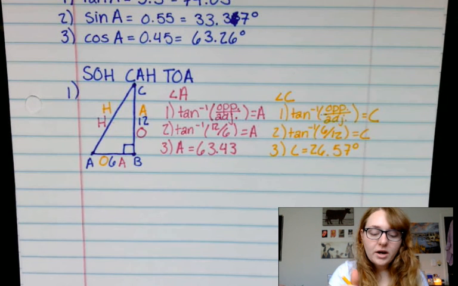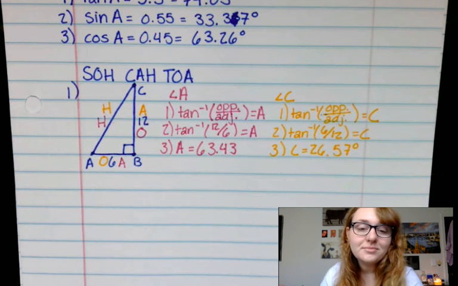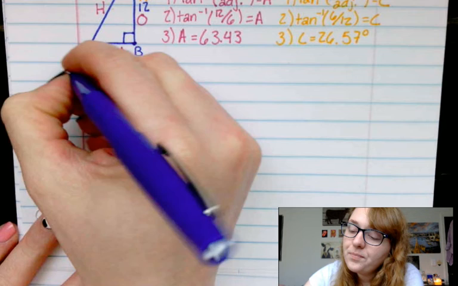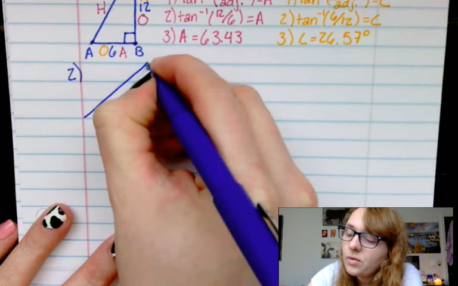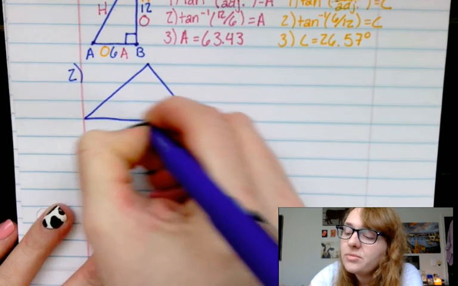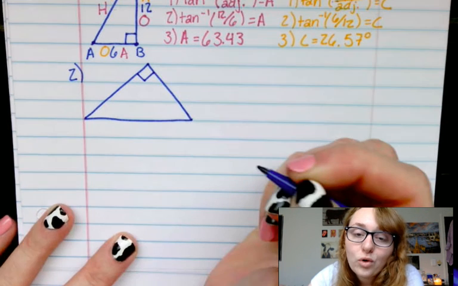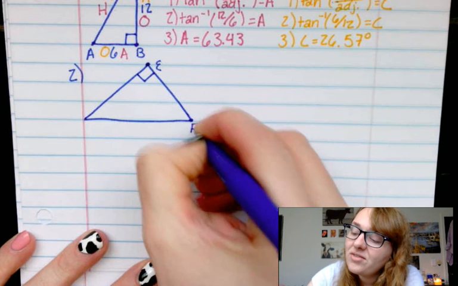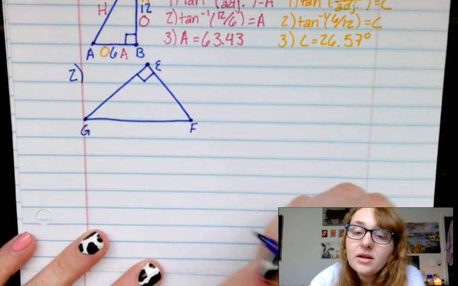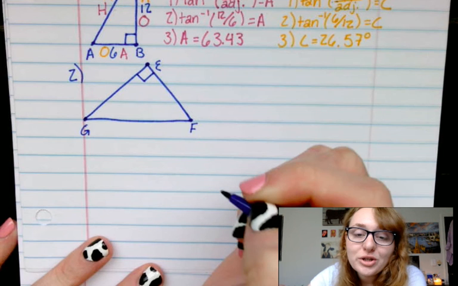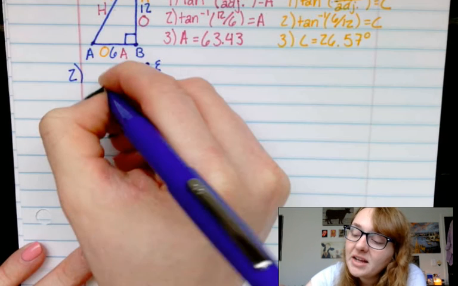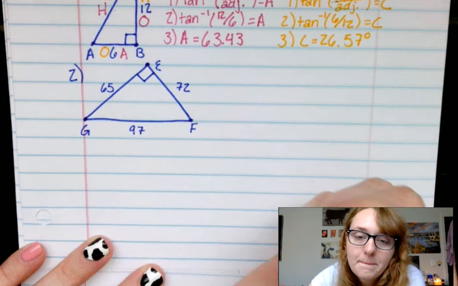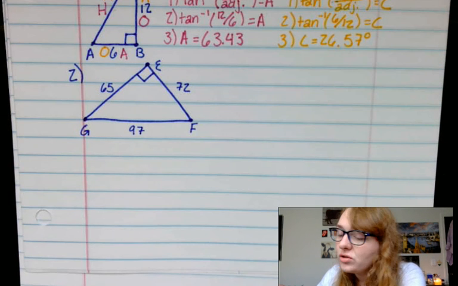All right, let's go ahead and do one more with a triangle, and then we can be done for today. So number 2, we have a right triangle, which is awesome because we need a right triangle in order to do any trig functions. Here we have point E, point F, and point G. So this time we're solving for our two acute angles, which are G and F. We are given the side lengths of 65, 72, and 97. All right, so let's do angle G first.